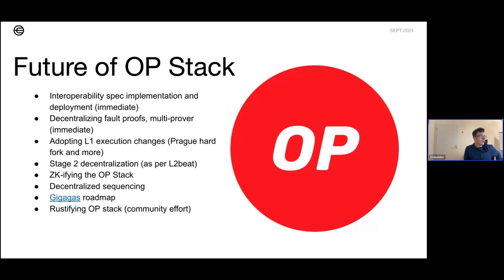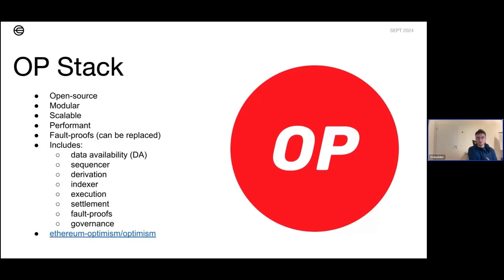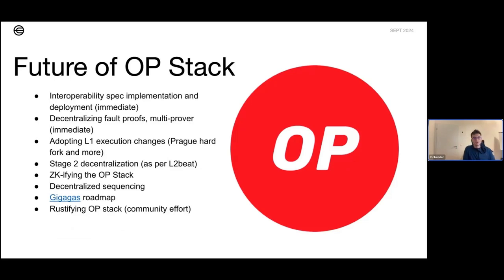So what is the future of the Optimism stack or the OPStack? The OPStack has a lot of components, like I mentioned before. There's data availability, sequencer, derivation, indexer, fault proofs. There's a lot of moving pieces, a lot of technical stuff. Some of it is not technical, some of it is more like governance things. But what is the future of it?